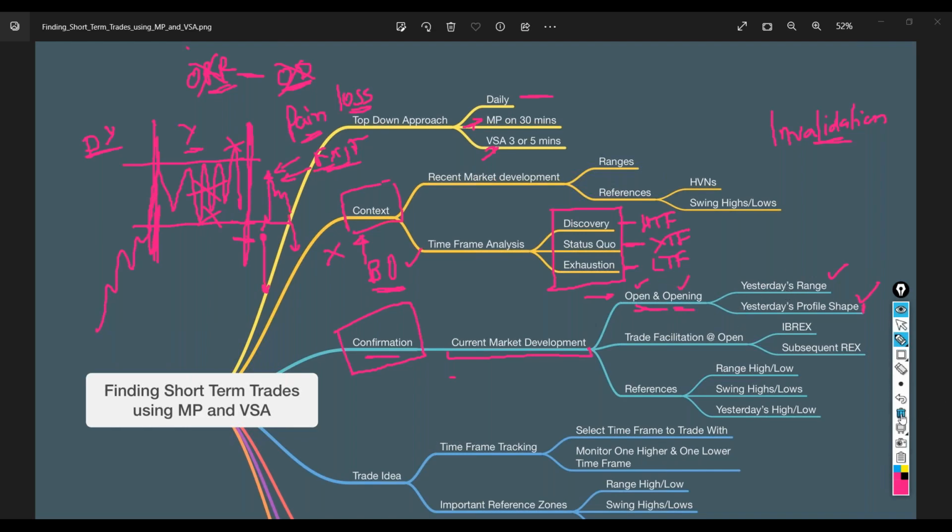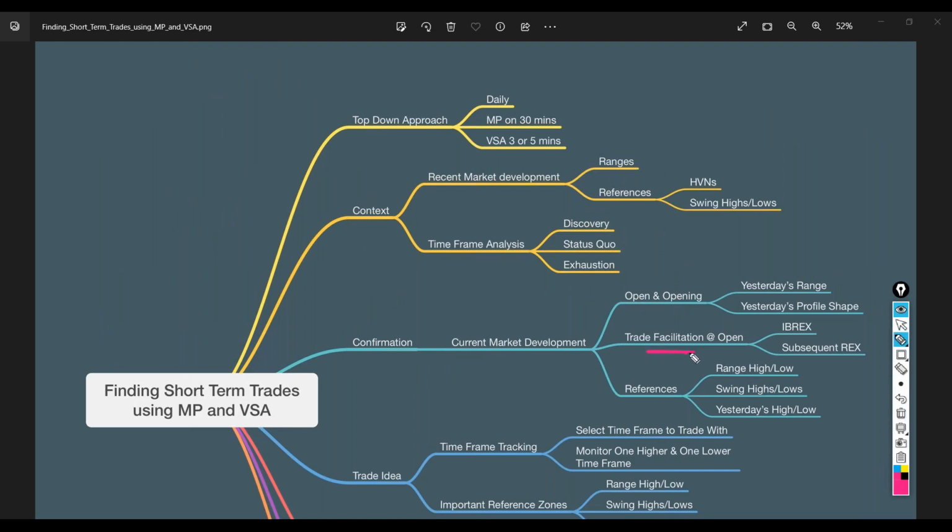Then once the market has opened, you have to look at the trade facilitation. This is a word that is used a lot when you're talking about market profile. What does that mean? It simply means this was the range of the previous day and this was the day before that. You believe the market should go higher, but the market has opened lower. What is it doing after that? As I said, if it immediately starts going down, now we are talking about a 30 minute market profile chart: in the first 30 minutes it goes down, and in the second 30 minutes it extends the range to the downside.